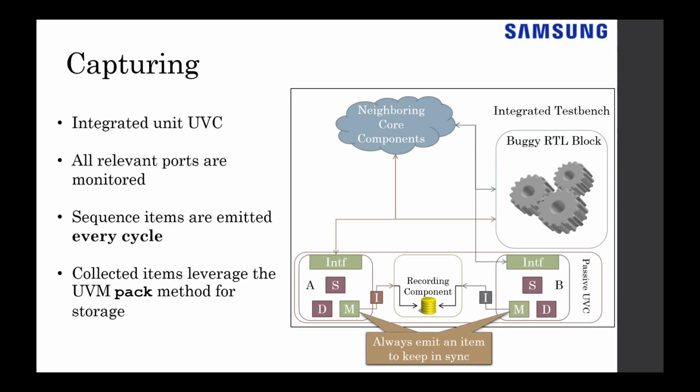I also needed sequence items that were emitted from the monitors every single cycle, and we'll get a little bit into why that is later. I know that's not particularly common in UVM, or it's kind of frowned upon, but for this to work, you do need that. And at the lower level, we'll leverage the UVM pack interface. So every single UVM object or descendant from it has a pack and unpack method, and we'll get into what that means and how it works.